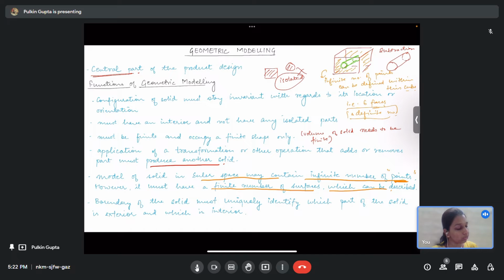The boundary of the solid must uniquely identify which part of the solid is exterior and which is interior. So this boundary should not be an ambiguous one. It needs to define that this is your interior part and this is your exterior part. It should be able to completely define the different regions of any solid model.